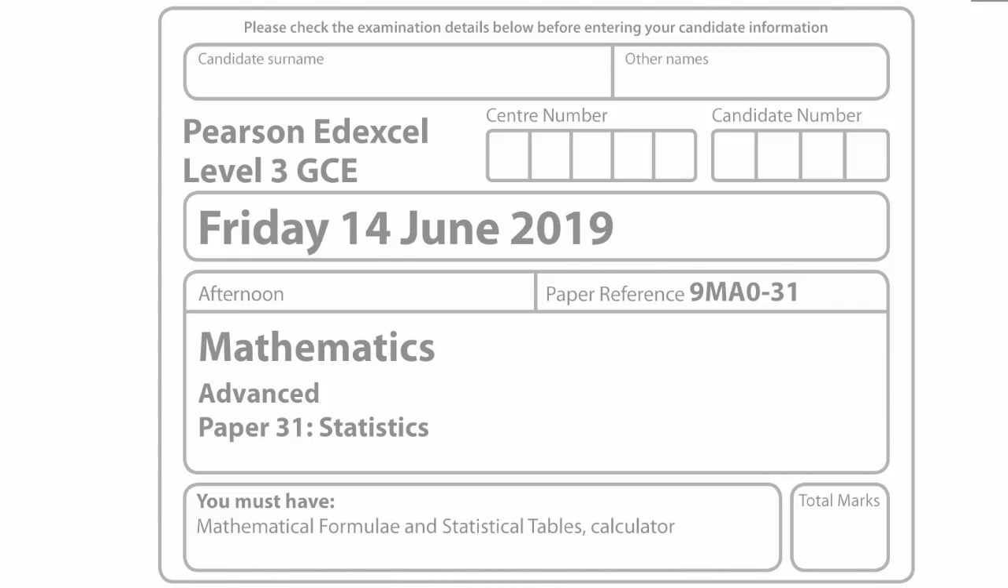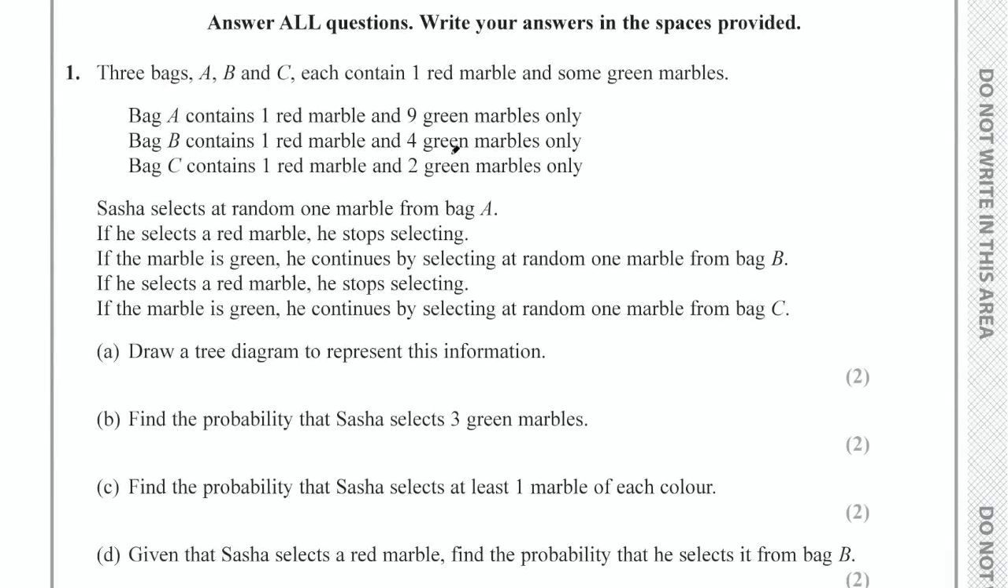Let's get into it. Question 1 says 3 bags A, B, and C each contain 1 red marble and some green marbles. Bag A contains 1 red marble and 9 green marbles only. Bag B contains 1 red marble and 4 green marbles only. Bag C contains 1 red marble and 2 green marbles only. Sasha selects at random 1 marble from bag A. If he selects a red marble, he stops selecting. If the marble is green, he continues by selecting at random 1 marble from bag B. If he selects a red marble, he stops selecting. If the marble is green, he continues by selecting at random 1 marble from bag C.